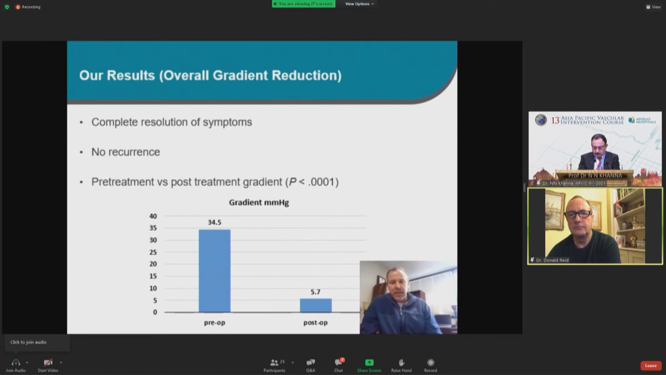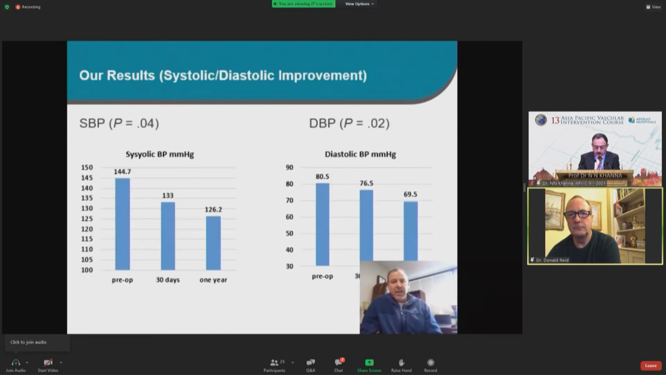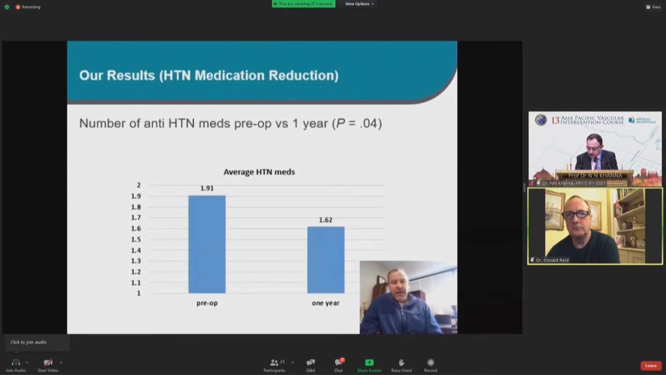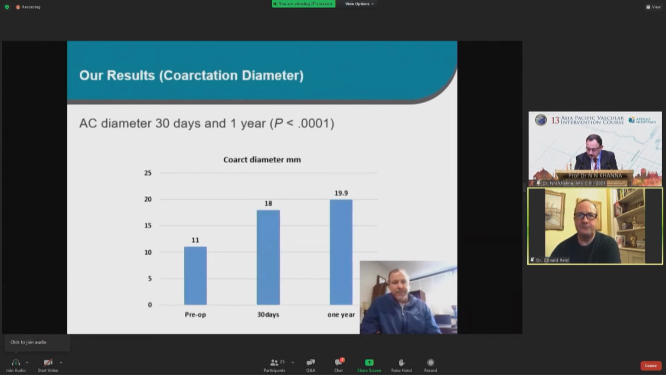We aim to get the gradient less than 10 and then let that stent graft dilate over a period of time. Again, you can see here that there's continued improvement in the systolic blood pressure as well as the diastolic up to 1 year's time, where we can really get these patients normotensive with very few medications. We have actually been able to drop the medications down by about one single one. Again, this was statistically significant.